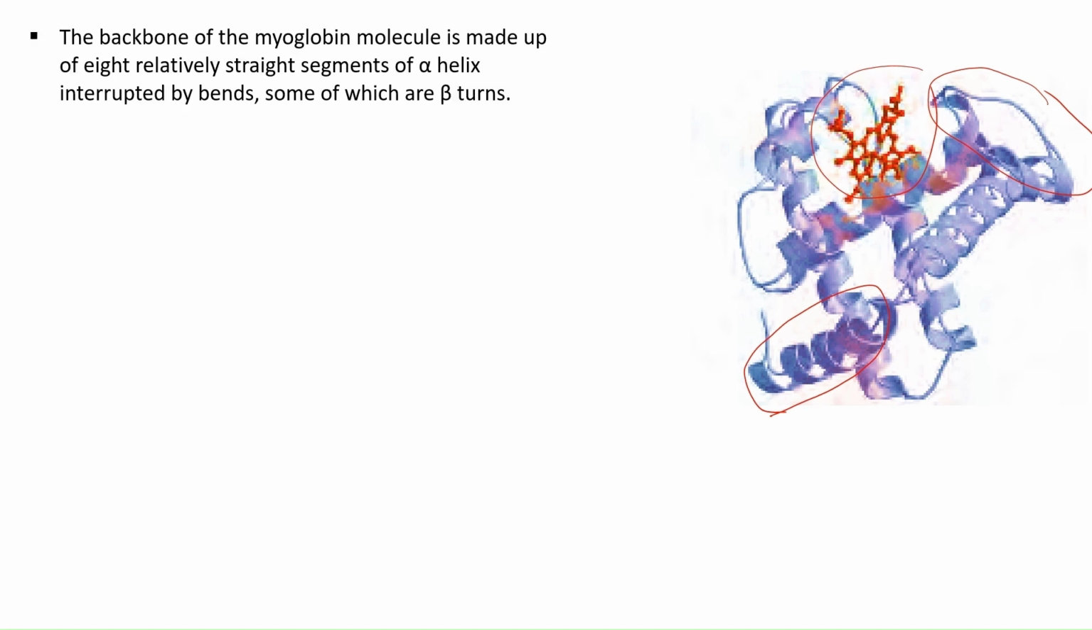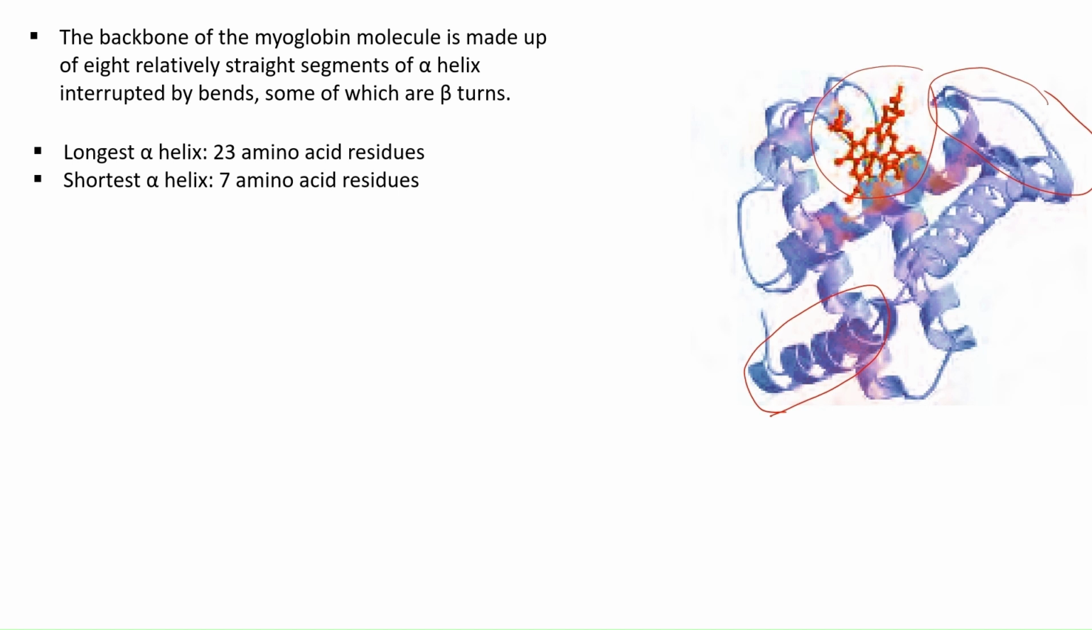So the myoglobin backbone is made up of alpha helices, which are interrupted by bends, some of which are beta turns. The longest alpha helix constitutes 23 amino acid residues, and the shortest alpha helix constitutes 7 amino acid residues. Now these helices are right-handed. 70% of these helices are right-handed.